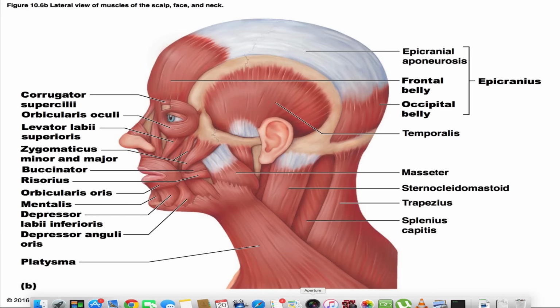Now, all these muscles that we've talked about so far, including the last slide that we looked at, are all innervated by the facial nerve. Okay, so cranial nerve number 7.